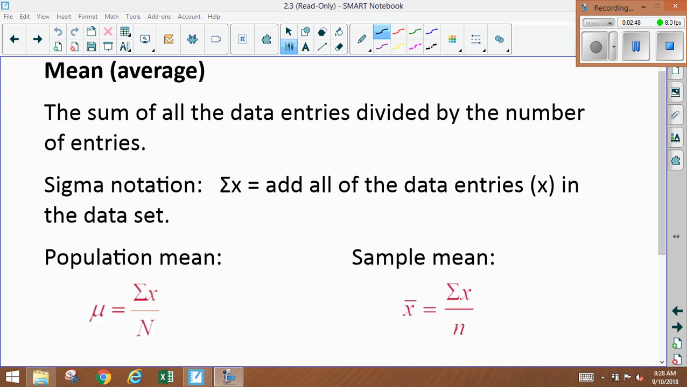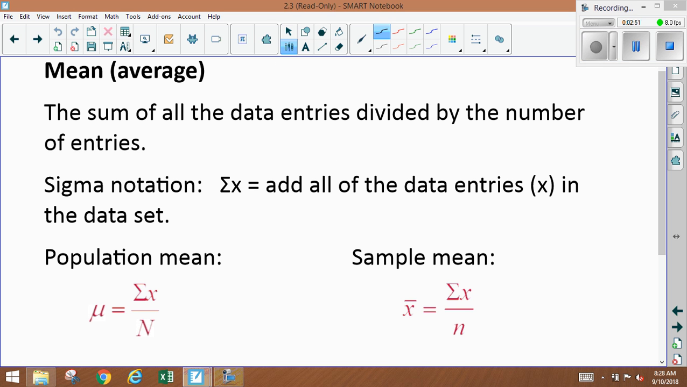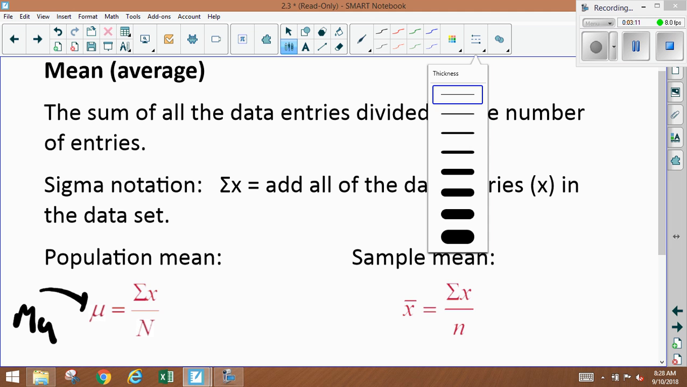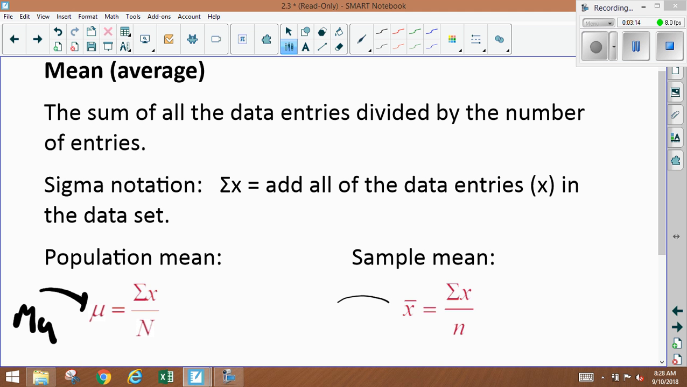That's a Greek M. It's called mu. I think that's how you spell it. Why is that in the formula? Because we are assuming that n is every single person in the population.